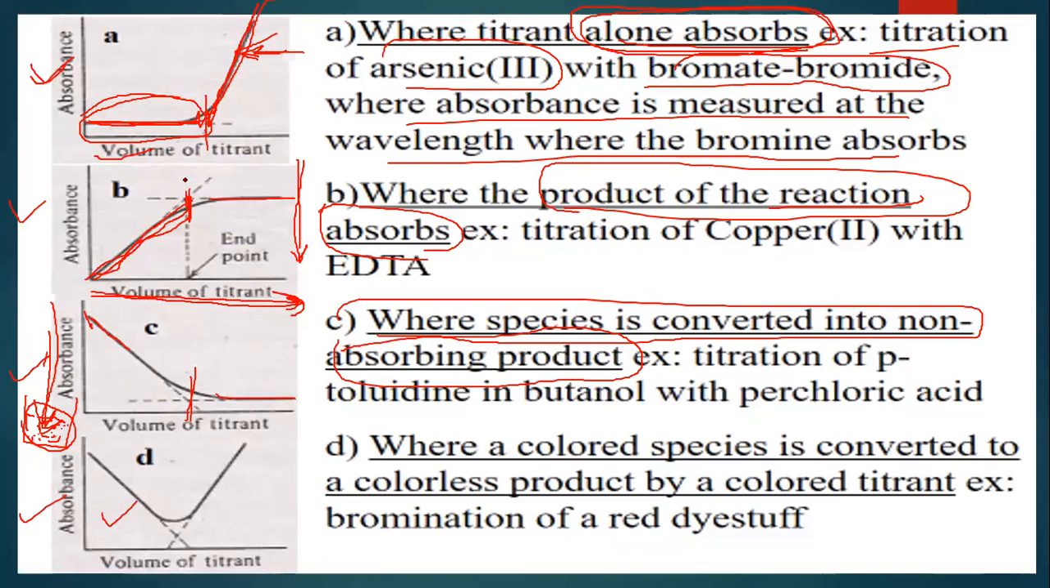So these are the crossing points. See here, it's the end point, where you observe the change. When you plot a line from that change on the x-axis, that will give you the end point. Very simple. See, here is the same. Here again both the species are absorbing the light, where a colored species is converted to a colorless product by a colored titrant.